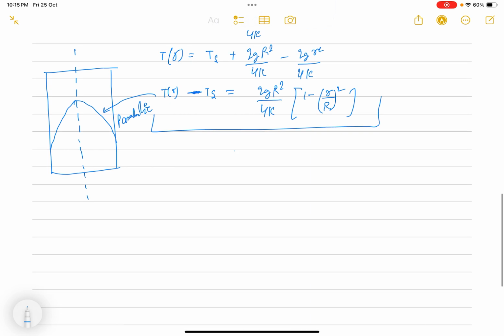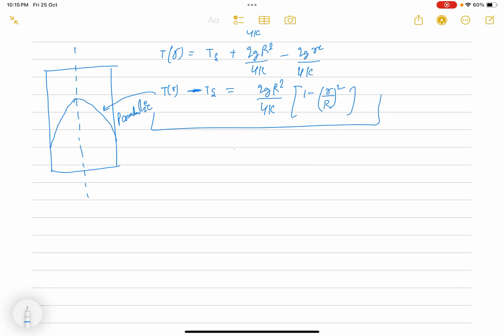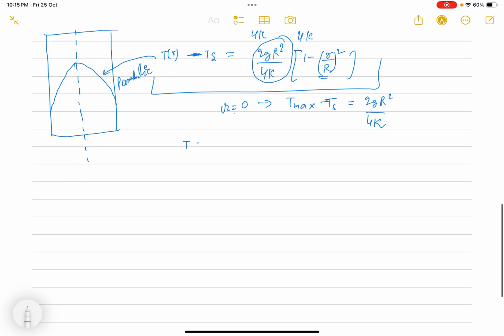If we want to find the maximum temperature, we put r equal to 0 and get T max minus Ts as qg R square divided by 4k, since the other term goes to 0. So we can further write the above equation as T minus Ts divided by T max minus Ts equal to 1 minus small r square by capital R square.